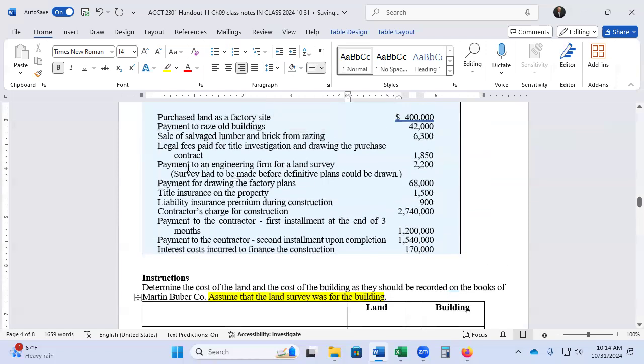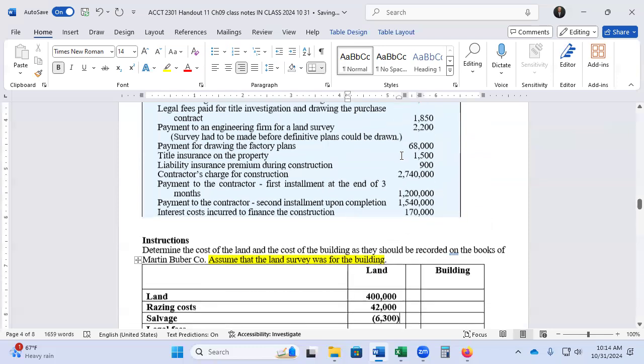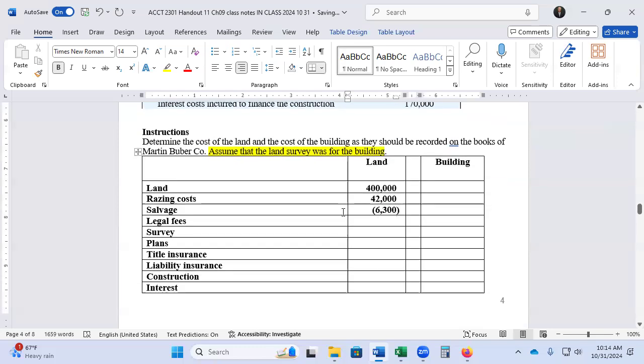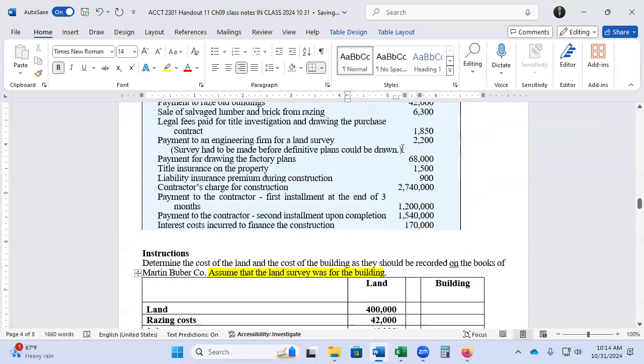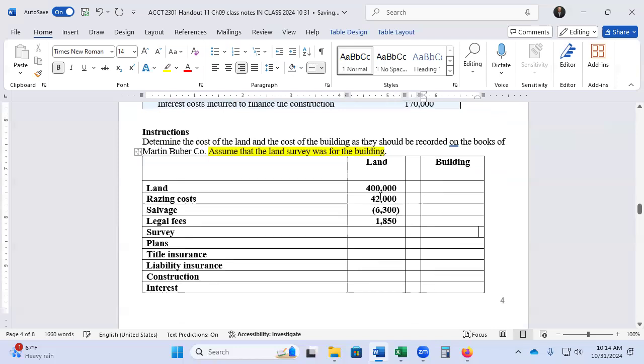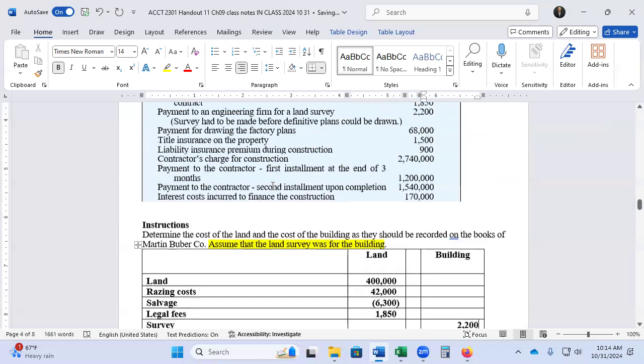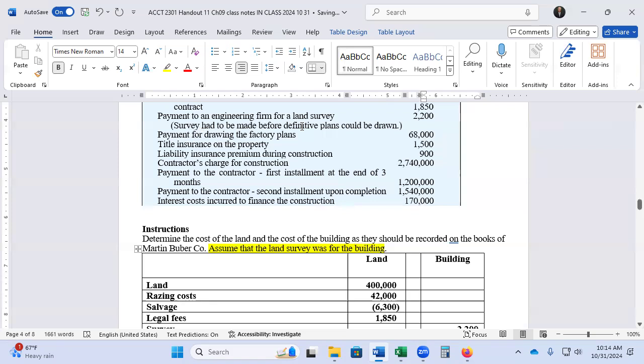Payment to an engineering, did I get this right? Legal fees, sorry, paid for title investigation and drawing the purchase contract. And so legal fees here for the land, $1,850. Now it says assume the land survey was for the building, so this is going to go to the building for $2,200. Now it says here survey had to be made before definitive plans could be drawn. Sure, it would only be expensed if the building didn't go through, right? Otherwise, we're capitalizing as part of the building.